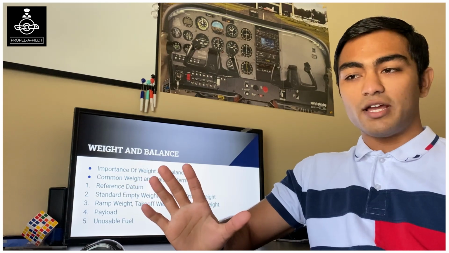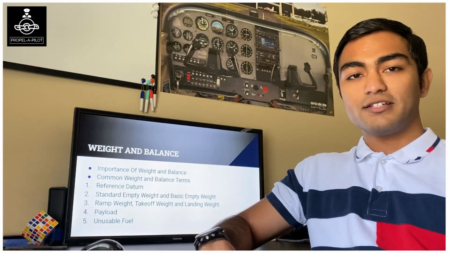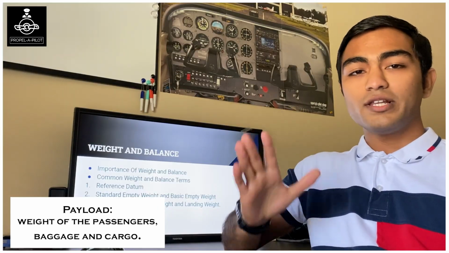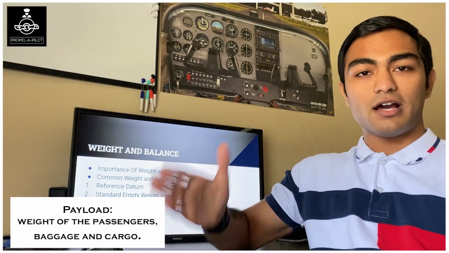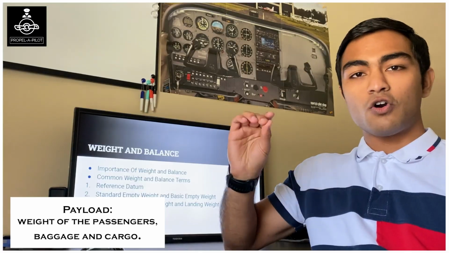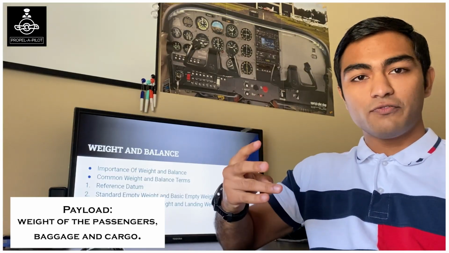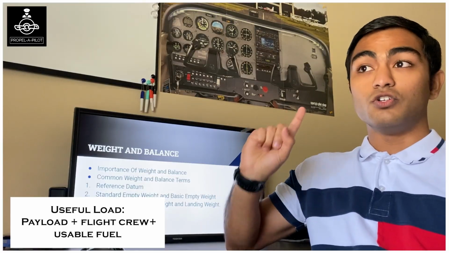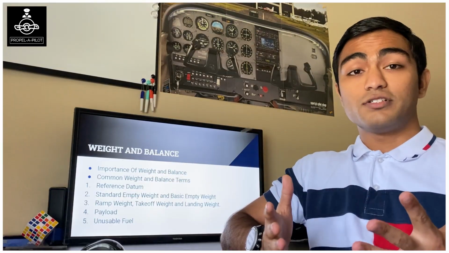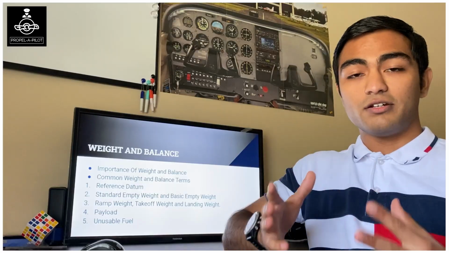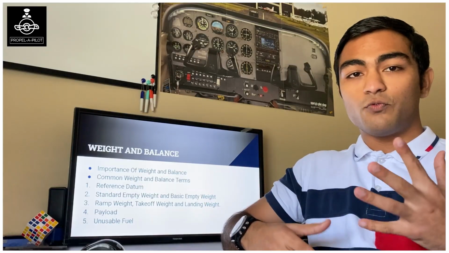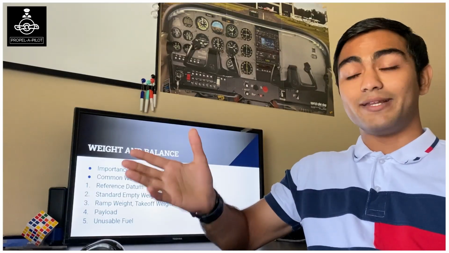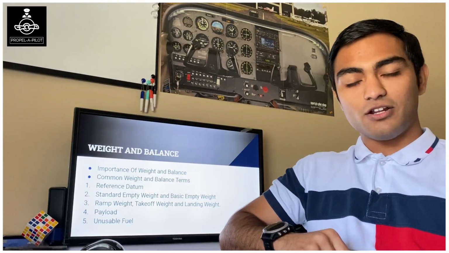Another common term that we use during weight and balance is payload. Payload is the term used for only the passengers, baggage, and cargo. Adding the weight of the flight crew and the usable fuel to the payload is another way to determine useful load. Some POHs may refer to the total weight or gross weight, which are general terms used to describe the weight of the airplane and everything carried on it.